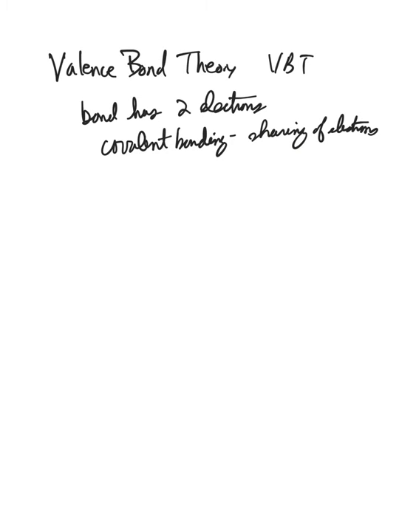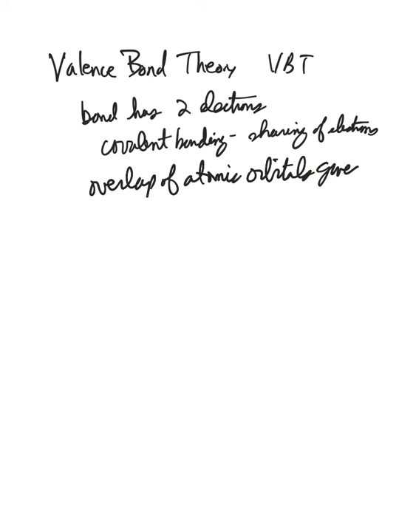In valence bond theory, we're going to talk about how the valence electrons come together by the overlap of atomic orbitals. And this gives rise to the formation of a bond. So it's the overlap of atomic orbitals that makes our bond.